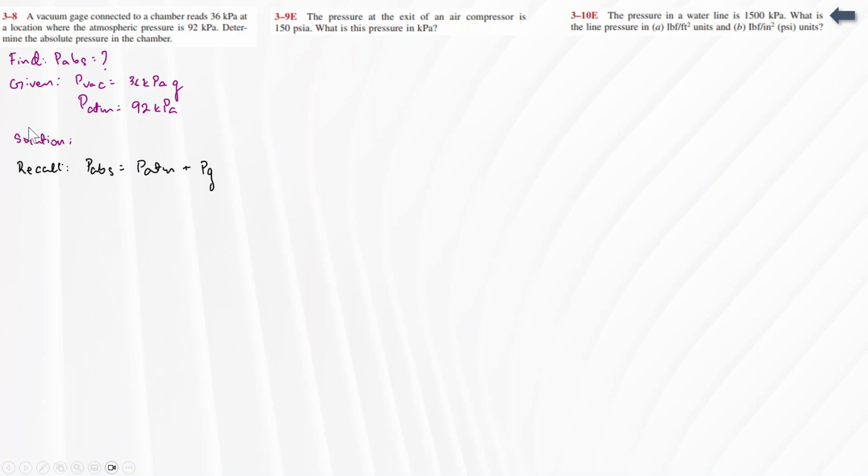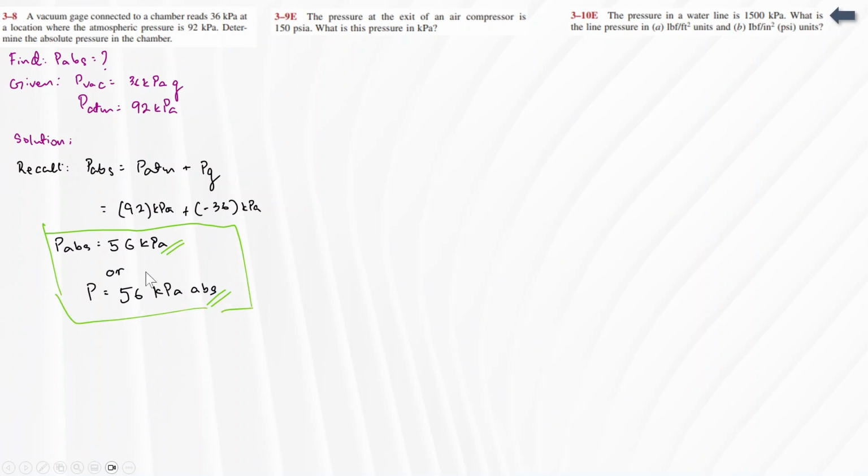The solution here: remember that P absolute is equal to P atmospheric plus gauge pressure. This gauge pressure is just negative. Here we go, just like so. And then you will have 56 kPa, or you can also write P_abs equals 56 kPa, or write it as pressure equals 56 kilopascal absolute. Either way, it's acceptable as long as you label them properly. No need for cancellation of units because the unit is kilopascal.